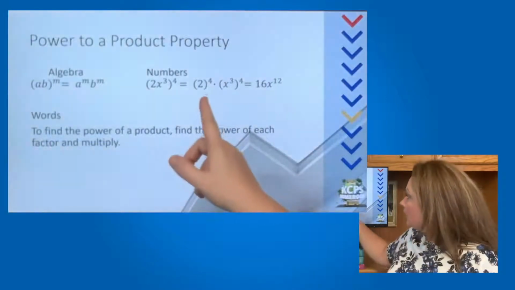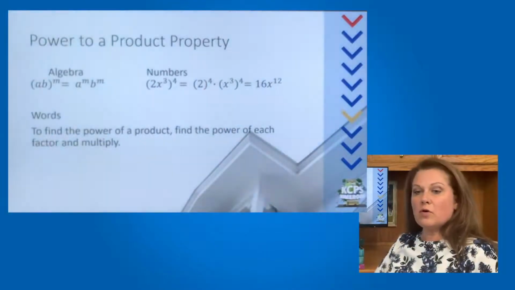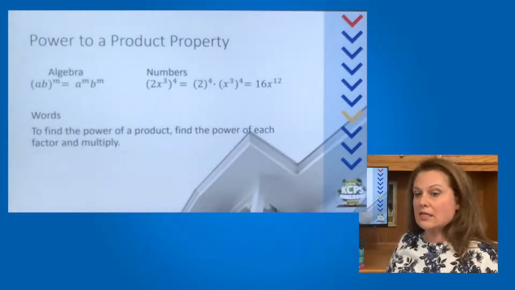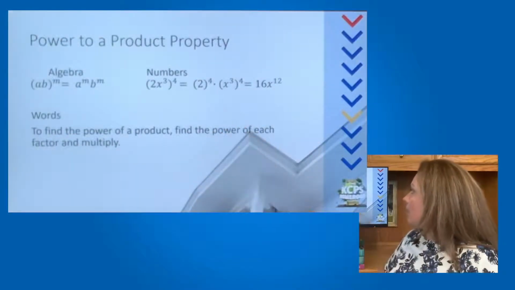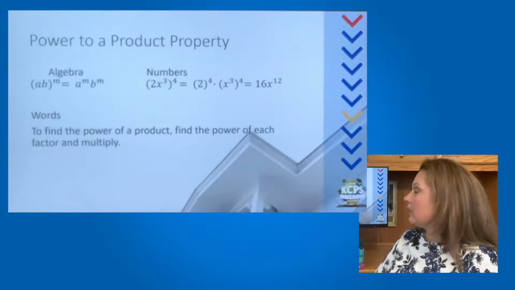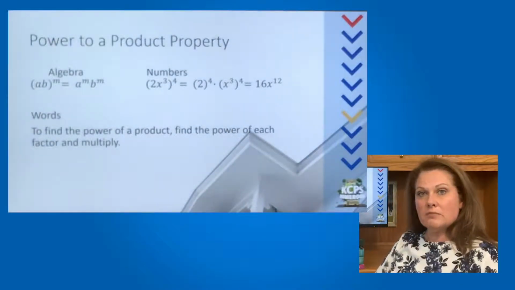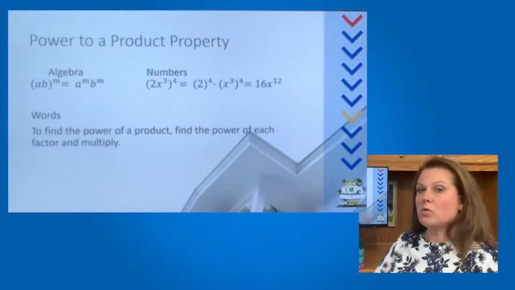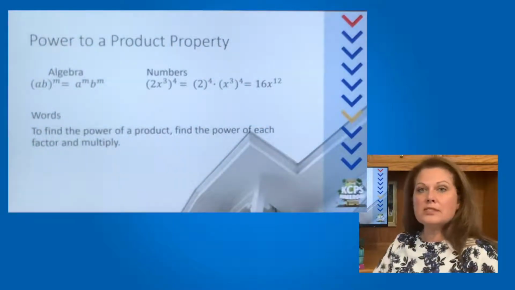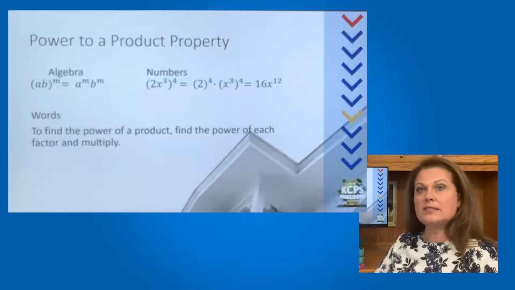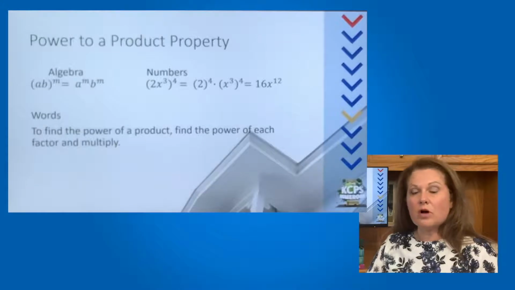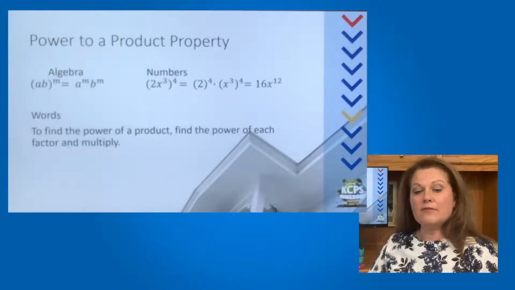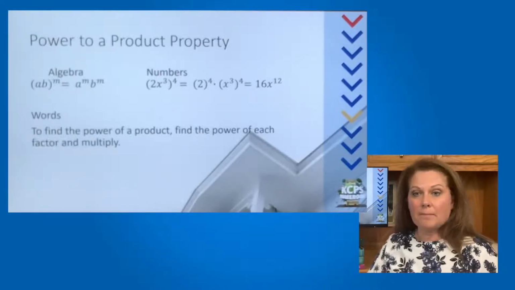So we're going to figure out the product of 2 to the 4th power, that happens to be 16. I'm going to use my power to a power property for x to the 3rd times 4. That's going to be x to the 12th. So my final simplified answer is going to be 16x to the 12th. Now what that sounds like in words is something like this: to find the power of a product, find the power of each factor and multiply.